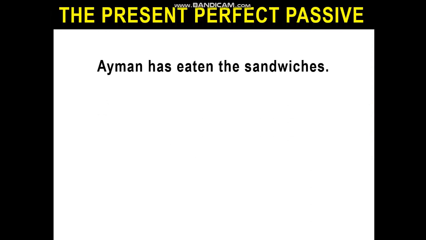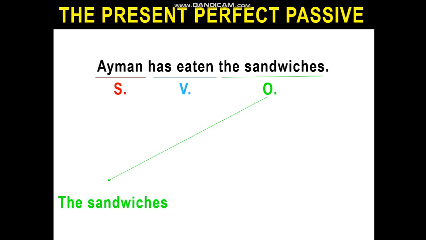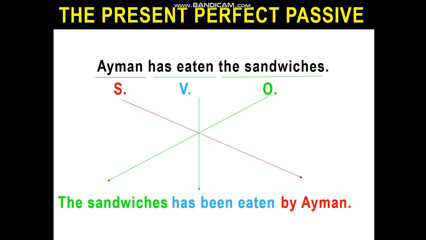Ayman has eaten the sandwiches. So the first step was to say what are the things. For example, Ayman here is the subject, has eaten is the verb, and the sandwiches is the object. So step number 1 is that we start with the object, which is the sandwiches. So we're gonna say the sandwiches. Then step number 2 was concerning the verb. Right? So what do we do with the verb? We add been between verb to have and the PP. So it's gonna be the sandwiches has been eaten, by Ayman is optional.